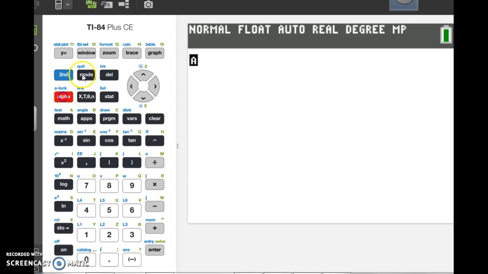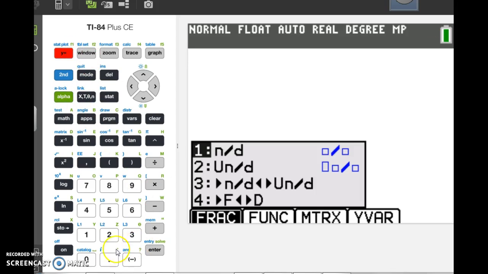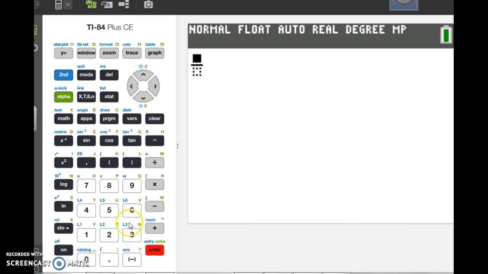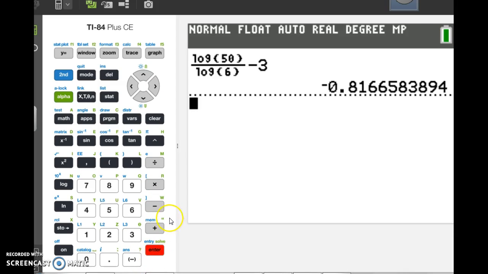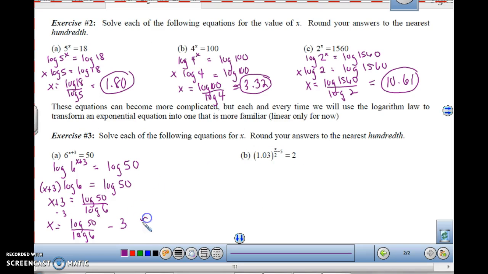All right, now, since it's log of 50 divided by log of 6, I can put it in as the alpha key, alpha y equals, and use it as a fraction. And it would be log of 50 divided by the log of 6. And then finish the fraction by using the arrow key and then minus 3. And I get, rounded to the nearest hundredth, negative 0.82. Okay, so this is negative 0.82.